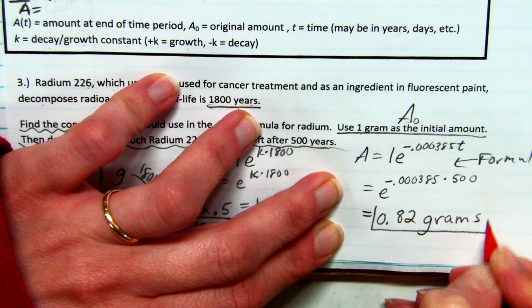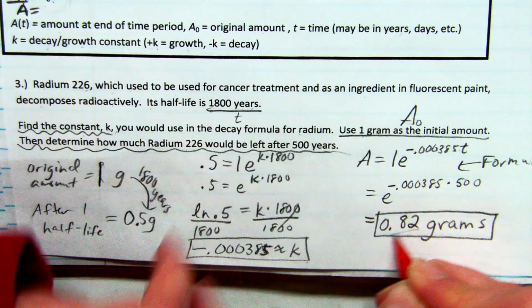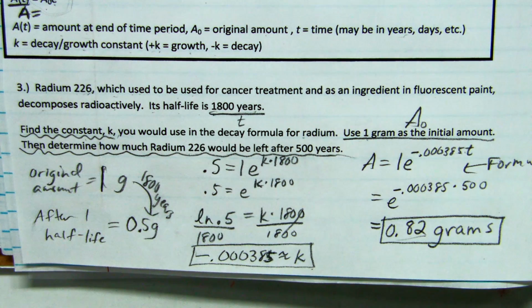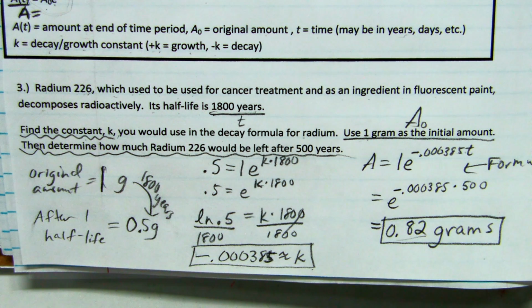grams. So we started with 1 gram. That's how much is still radioactive. So remember, it gradually changes into something that is not radioactive.